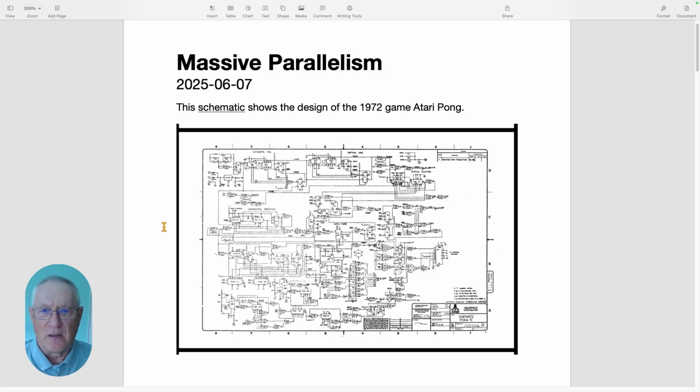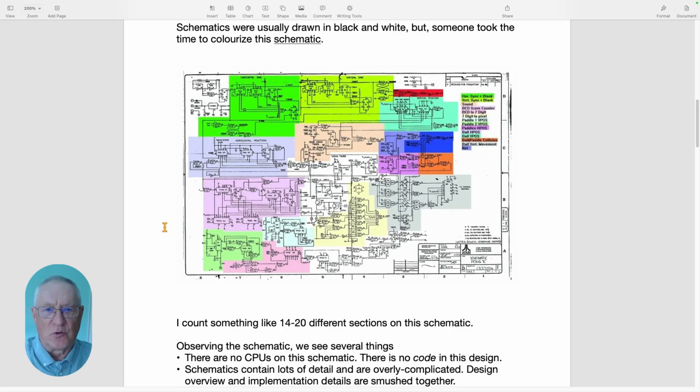Here's the schematic of the 1972 game called Pong, done by Atari. Somebody found it to look too complicated, so they colorized it. I think there's about 20 sections on this schematic.